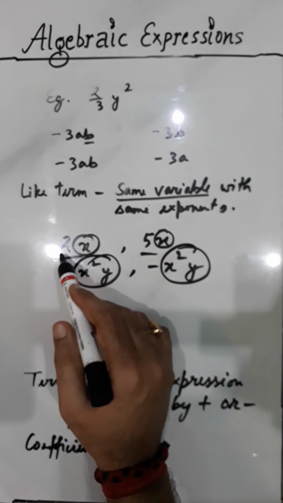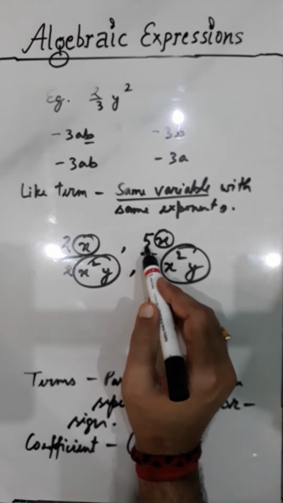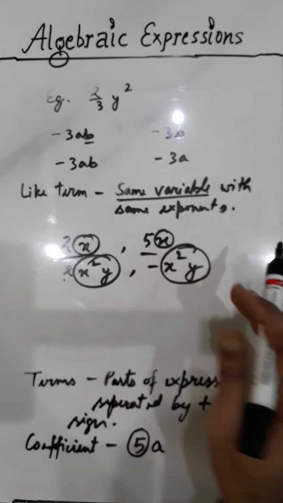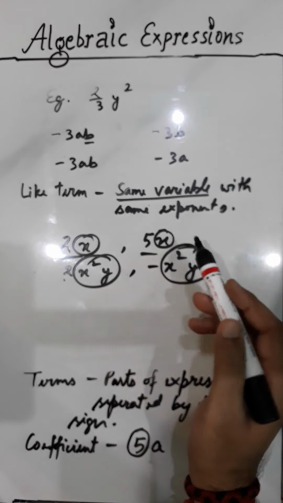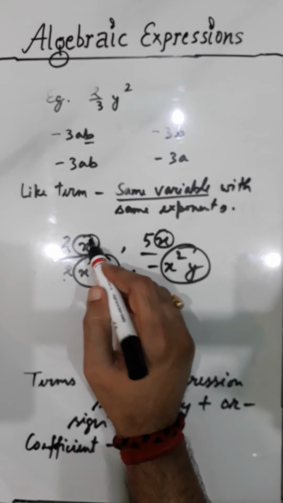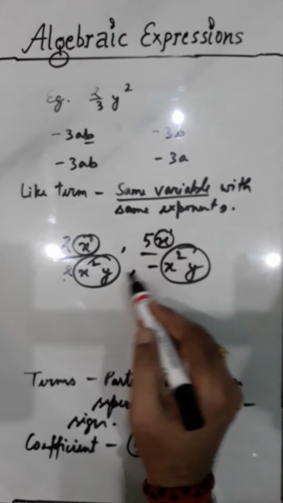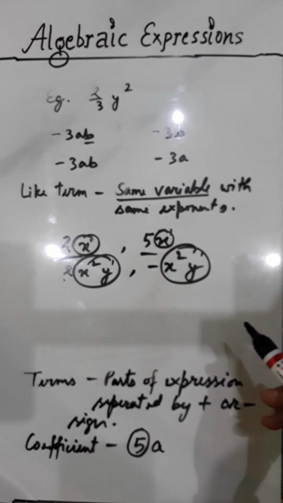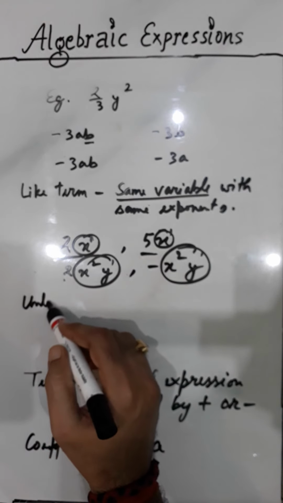It does not matter whether the constant is the same or not. Here you can see that over here the constant is 2, here the constant is 5. Here the constant is 2, here the constant is minus 1. So it does not matter whether the constant is the same or not, but the thing that matters is that they should have the same variable, also the same exponents. Over here x is 1, so here also x is 1. Over here it is x square, so this also is x square. This is y raised to power 1, so this also has the exponent as 1. So these are the examples of like terms, and the other one is unlike terms.